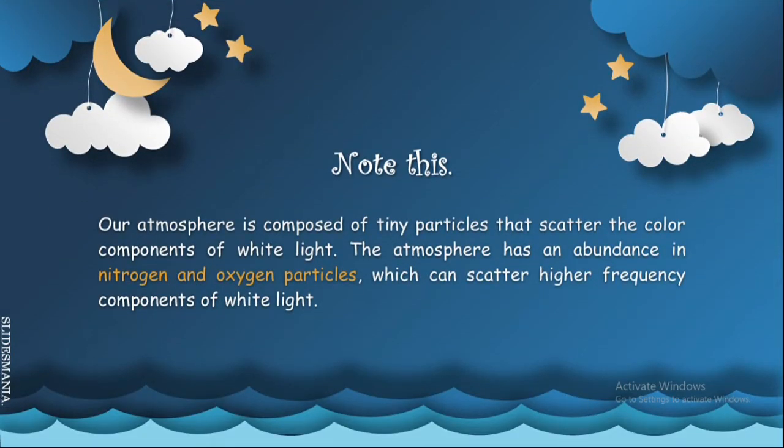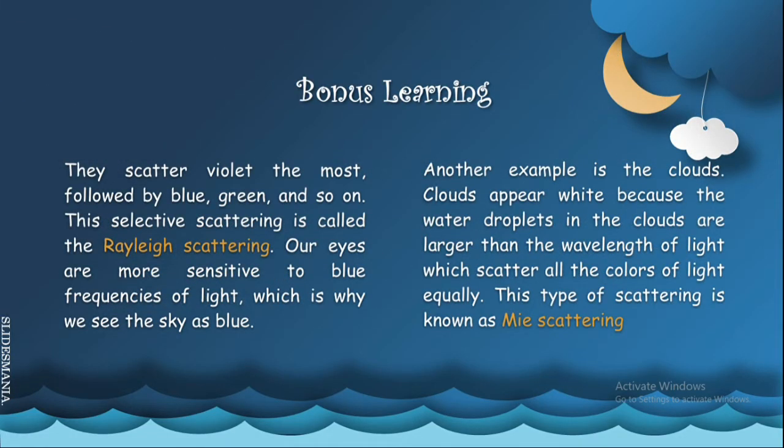Our atmosphere is composed of tiny particles that scatter the color components of white light. The atmosphere has an abundance of nitrogen and oxygen particles, which can scatter higher frequency components of white light. They scatter violet the most, followed by blue, green, and so on. This selective scattering is called Rayleigh scattering. Our eyes are more sensitive to blue frequencies of light, which is why we see the sky as blue.